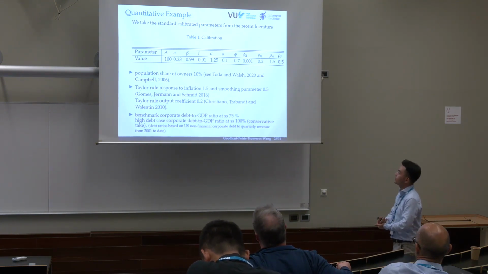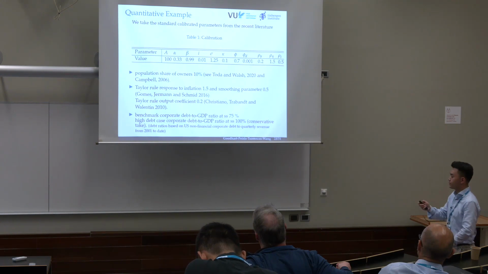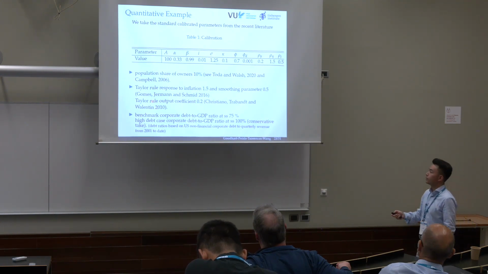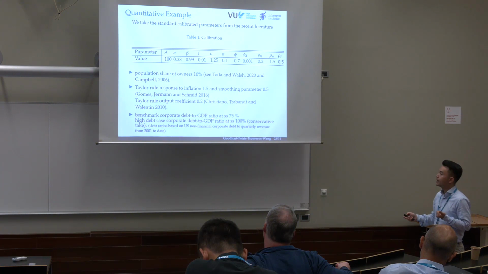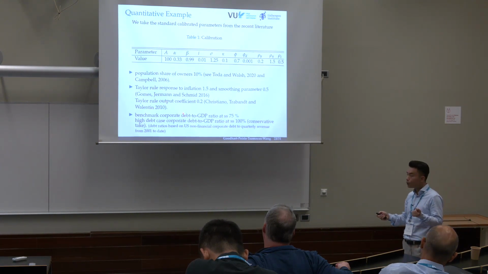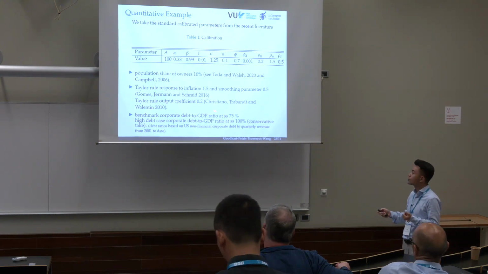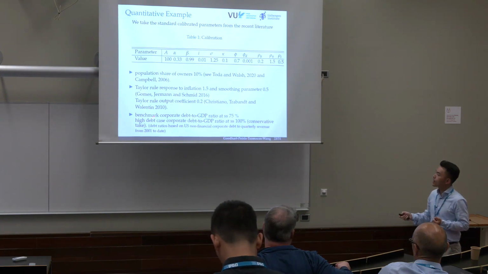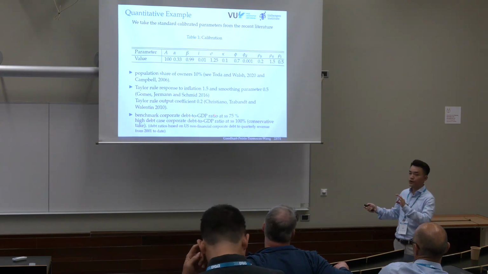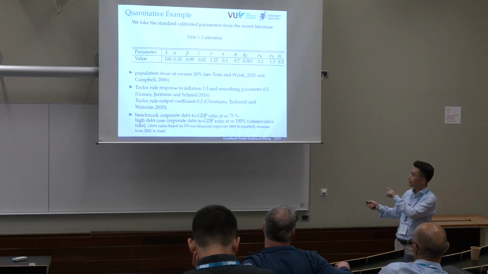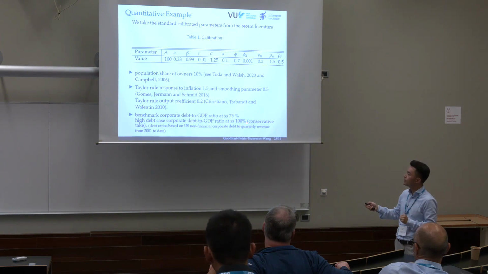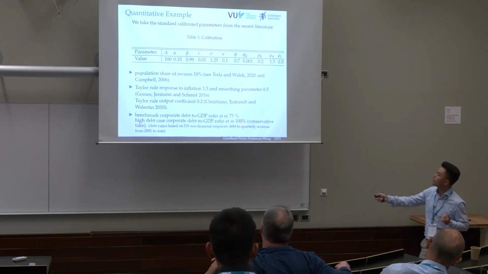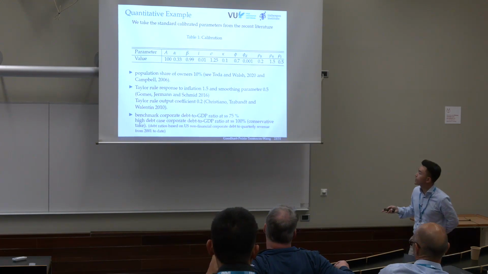What we do is take the standard calibrated parameters from the recent literature. In particular, the Taylor rule responds to inflation at 1.5, the smoothing parameter is taken as 0.5, and in our benchmark model the output coefficient is set to 0.2. Now, we take a benchmark corporate debt-to-GDP ratio at a steady state of 75%, and a high debt scenario of 100%, compared with the recent scenario, where 100% is still a very conservative take.